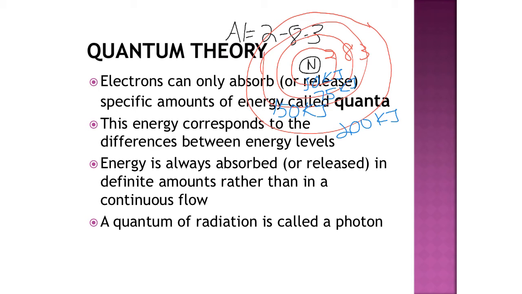If an electron is going to move from the third to the fourth shell, it would need to absorb 50 kilojoules of energy, because this one's 150, that's 200. Then on the way back, it will also release 50 kilojoules of energy. So that's really all that this is saying here, is the electrons are going to absorb and release a specific amount of energy, and that's going to be equal to the difference between the energy levels. And that amount's all going to be absorbed or released at once. And then the last thing's just a vocabulary word. A quantum of radiation is called a photon.